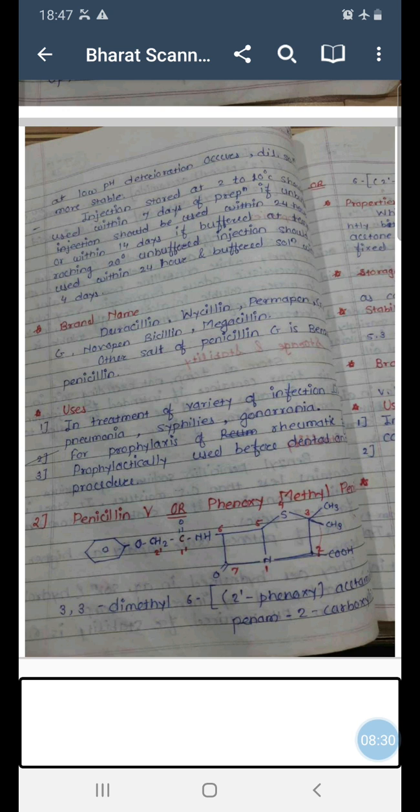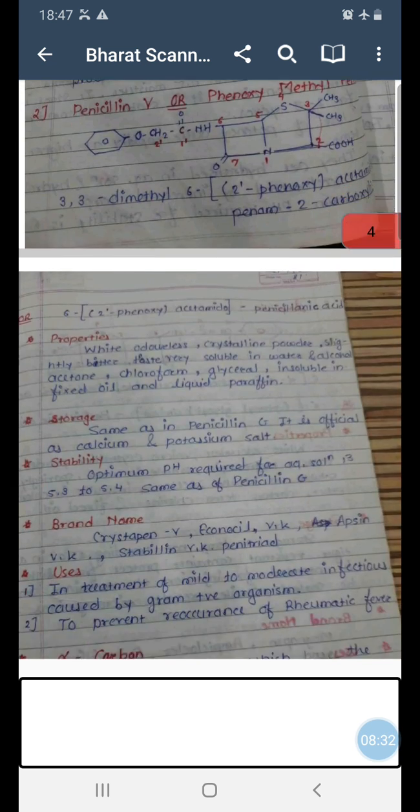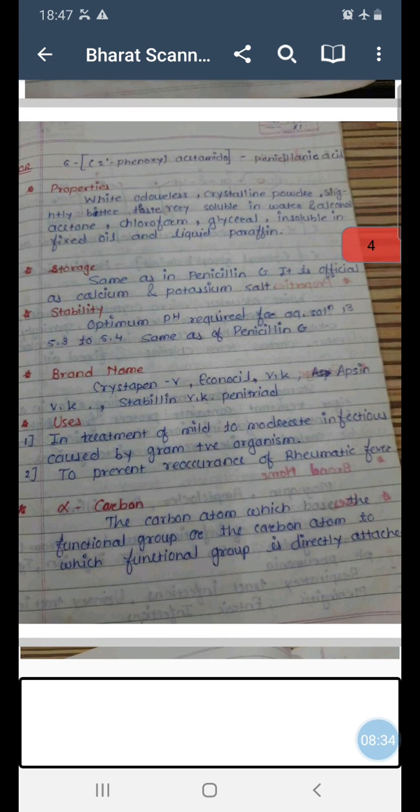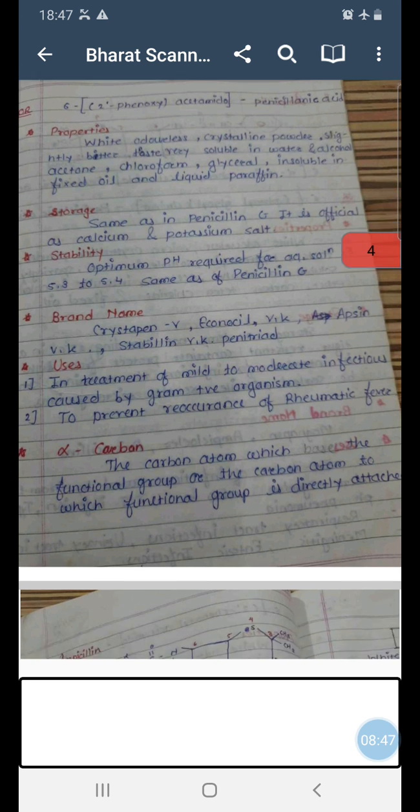Now with regard to properties, storage, brand name and uses, they are there in your notes. Please go through them. Now the third molecule under penicillins is ampicillin.